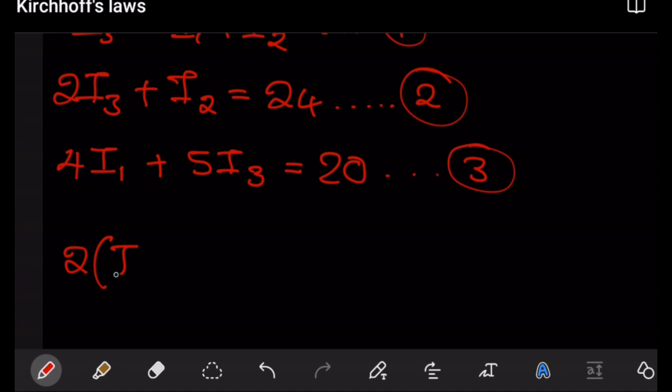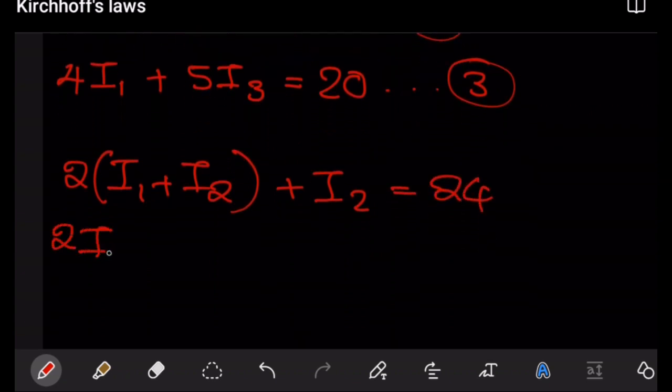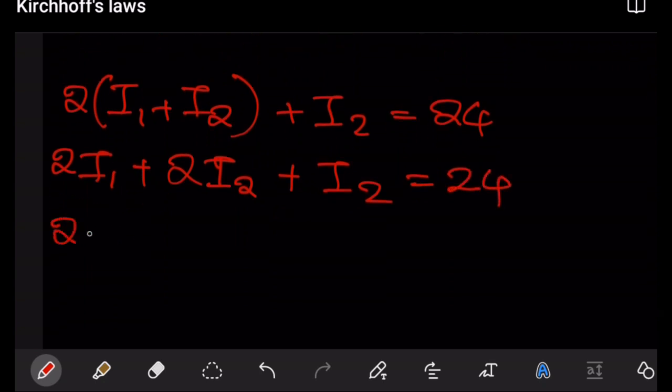where there's I3, I'll have I1 plus I2 plus I2 is equal to 24. So we simplify this, we have 2 I1. Okay, so this is what we end up with. Then we'll hold on to this as equation 4.